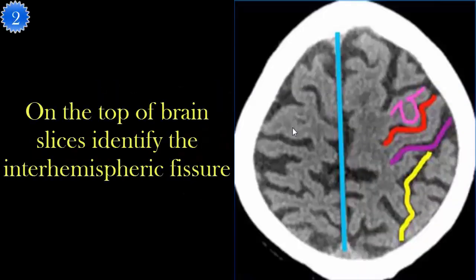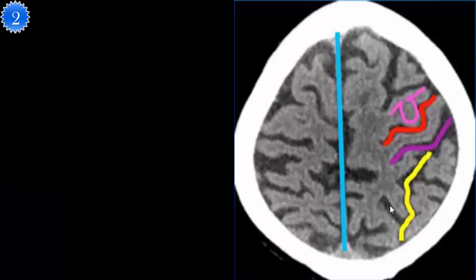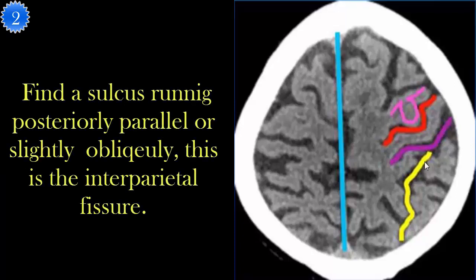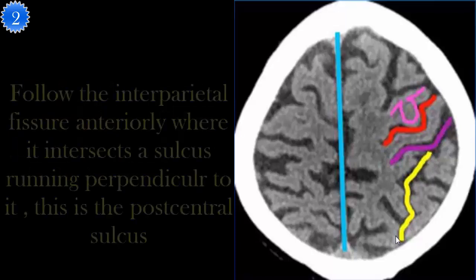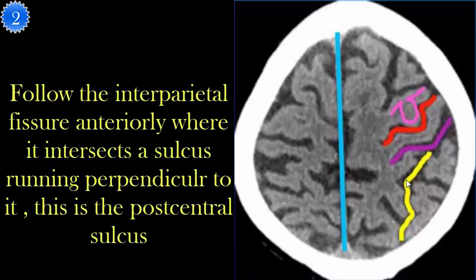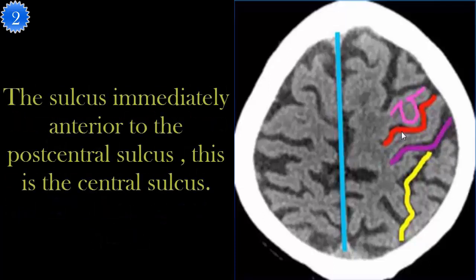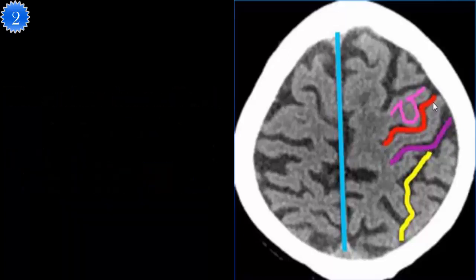On the top of the brain slice, identify the interhemispheric fissure. Find a sulcus running posteriorly, parallel or slightly oblique. This is the intraparietal fissure. Follow the intraparietal fissure anteriorly, where it intersects a sulcus running perpendicular to it. This is the post central sulcus. The sulcus immediately anterior to the post central sulcus is the central sulcus.